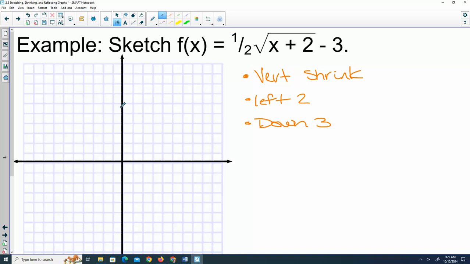Parent function, the square root. So square root of 0 is 0. Square root of 1 is 1. Square root of 4 is 2. If you wanted another one, you could do 9, 3. Alright, I'm going to do this once without writing out the ordered pairs, but if I lose you, I'll go ahead and write out the ordered pairs like I was doing on our other stretching and shrinking problems.